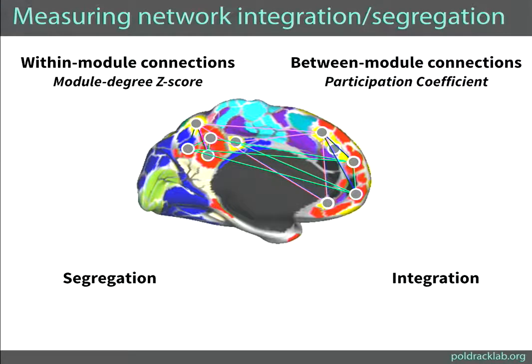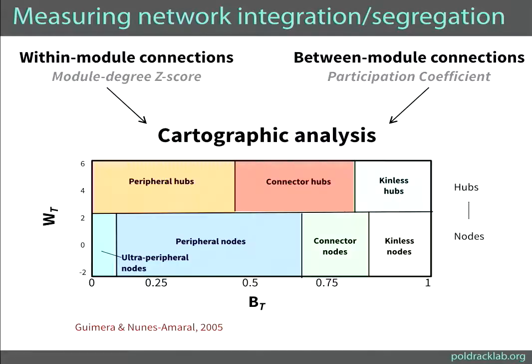And then we can also measure integration by looking at the connections between those networks. Something like participation coefficient tells us, for example, that this particular node has low participation because it's really only connected to other nodes within its network, whereas this one here has high participation because it's connected both to other yellow nodes and to other red nodes. In fact, half of its connections, I think, are to other red nodes. So we can quantify at the same time, for any particular node, how integrated it is within its module and how integrated it is with the rest of the brain.